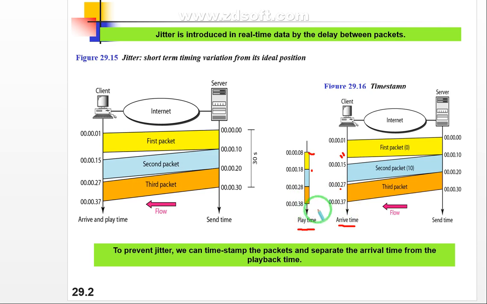So the play time and arrival time are not the same. First of all, play time and arrival time are going to be separate, because we need to reduce the jitter. To reduce jitter, one of the best options is to take a timestamp between arrival time and play time. So to prevent jitter, we can timestamp the packets and separate the arrival time from the playback time. Okay, so it's so simple. This is the actual scenario behind you watching a movie or talking with someone.